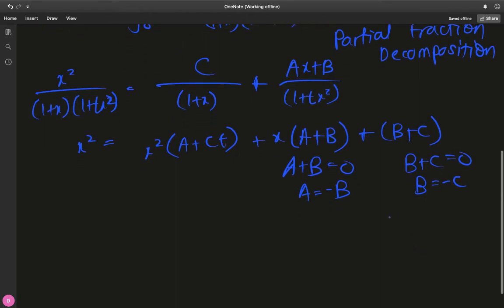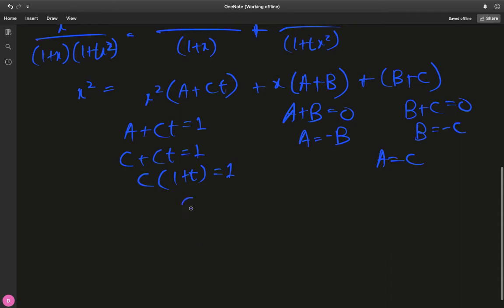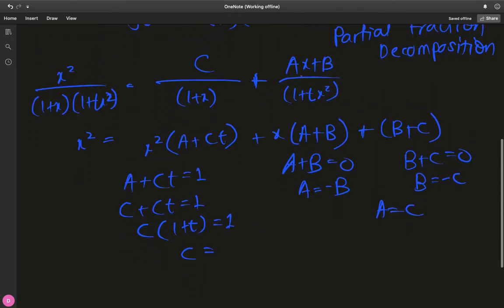So this means a equals c, and when we plug that over here, we have c plus ct, right? Because we have an x squared term, so this means a plus ct equals 1. So when you plug a equals c here, we have c plus ct equals 1. Factorize the c: c times (1 plus t) equals 1. Divide by 1 plus t, because it's a constant with respect to our original variable of integration, which was x.